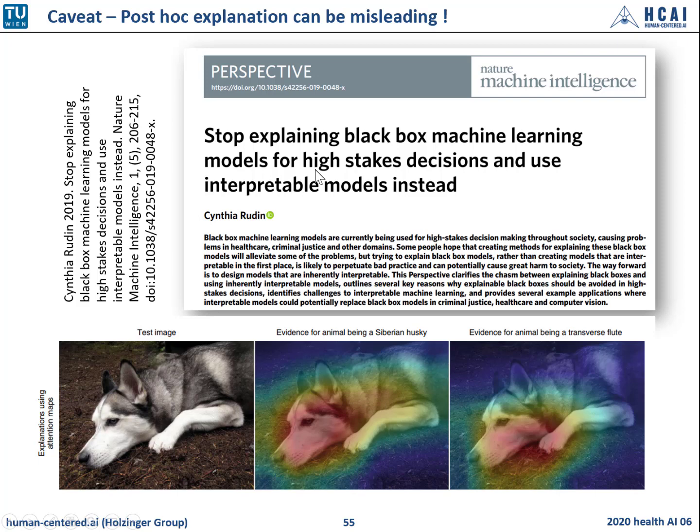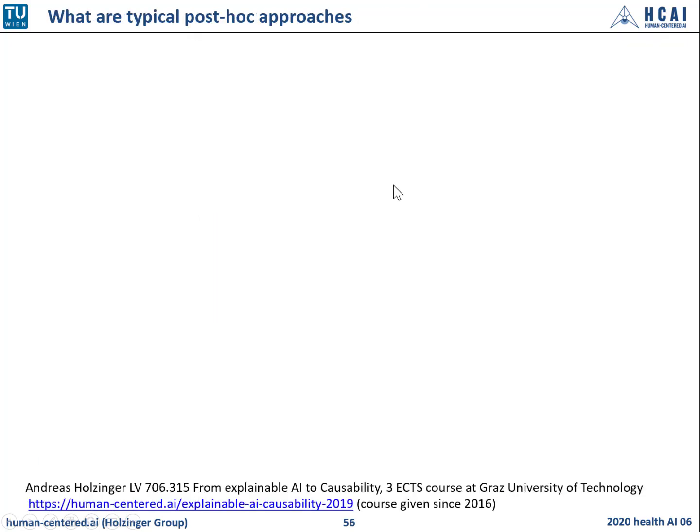But if it were that easy, what Cynthia is proposing, so this is really not so easy. Stop explaining black box machine learning models for high-stakes decisions and use interpretable models instead. Sometimes deep learning is really cool and can achieve things which we cannot achieve with others. So, what are typical post-hoc approaches?